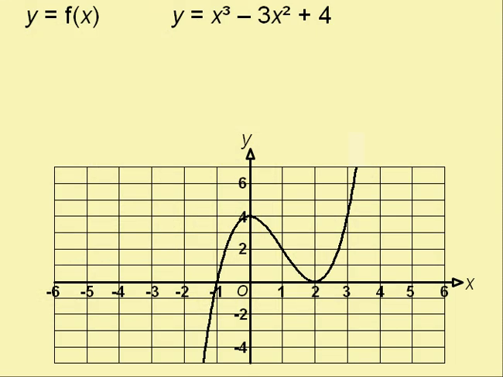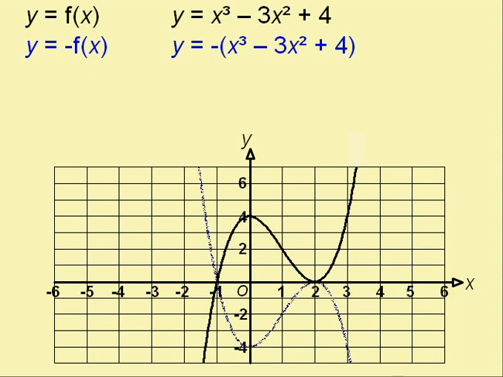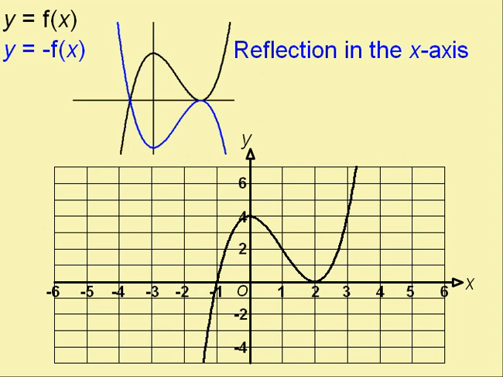We're now going to look at reflecting a graph. So let's look at what happens if we put a negative sign in front of the function for x. In this instance, we get this. What effect do you think this will have on the graph? It reflects the graph in the x-axis, and this is because all the values of y change sign. So if they were positive, they become negative, and if they were negative, they become positive. If we're asked to describe the effects of this, we can just say it's a reflection in the x-axis.